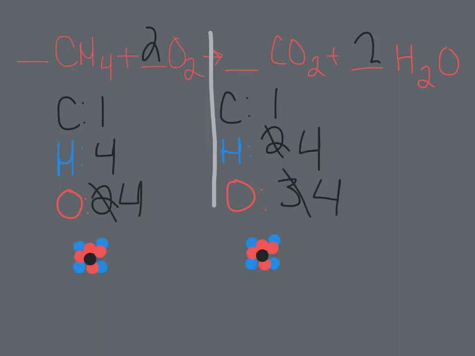The picture for this equation would be 4 hydrogens, 1 carbon, and 4 oxygens. And they're the same on both sides because the equation has been balanced.